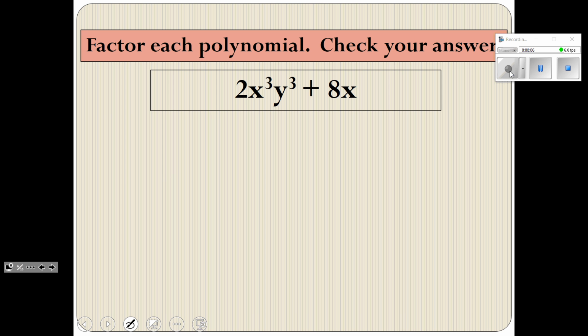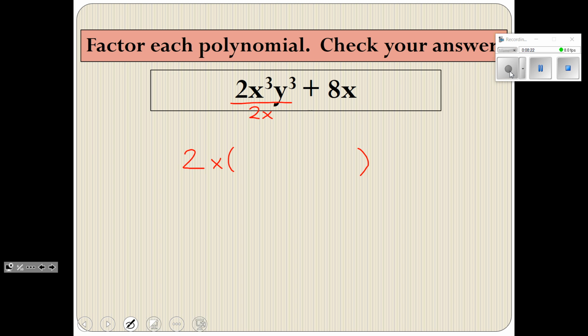If you look at 2x cubed y cubed plus 8x squared, first I look at the 2 and the 8, and I know the greatest common factor is 2. When I look at the variables, I see that they both share an x, and that is all that they share, so that's my greatest common factor.